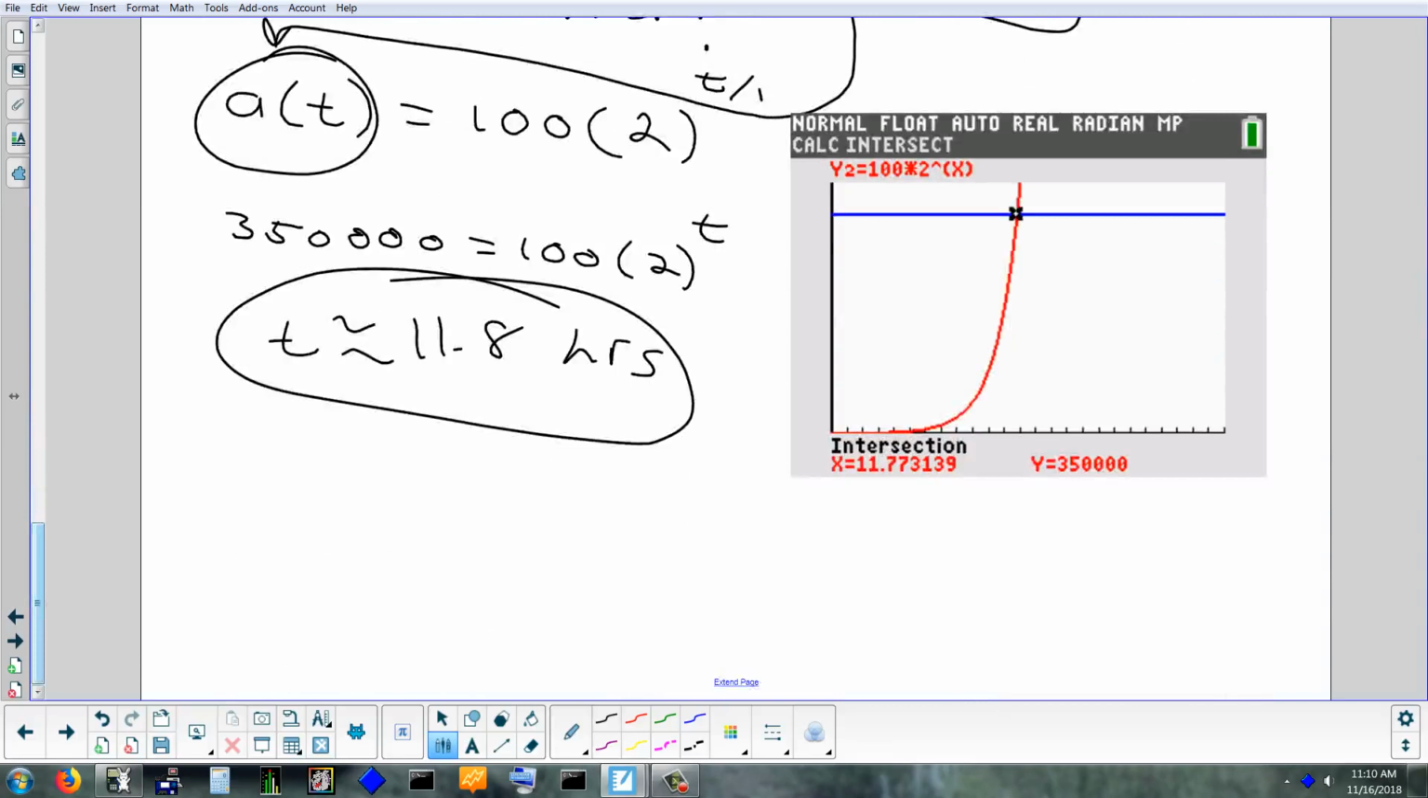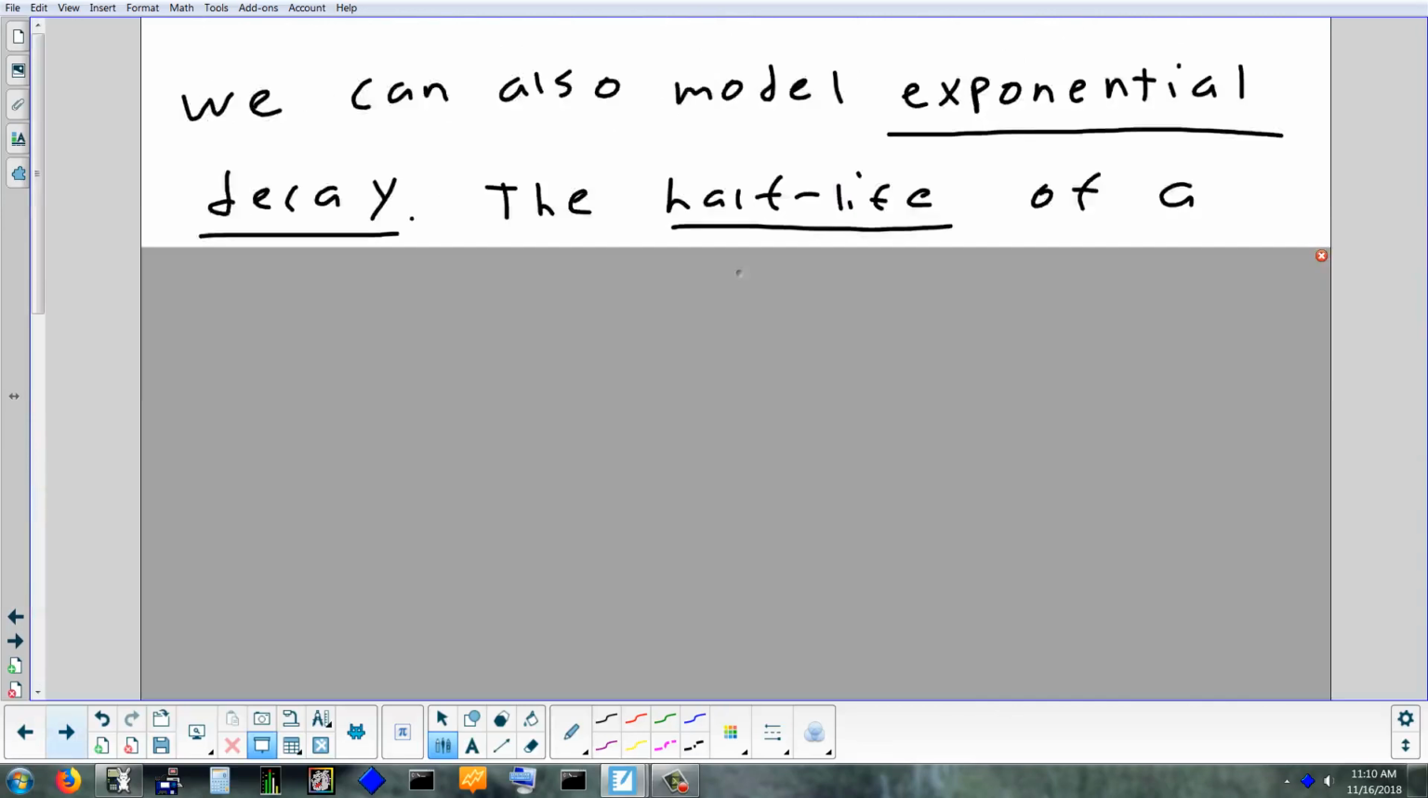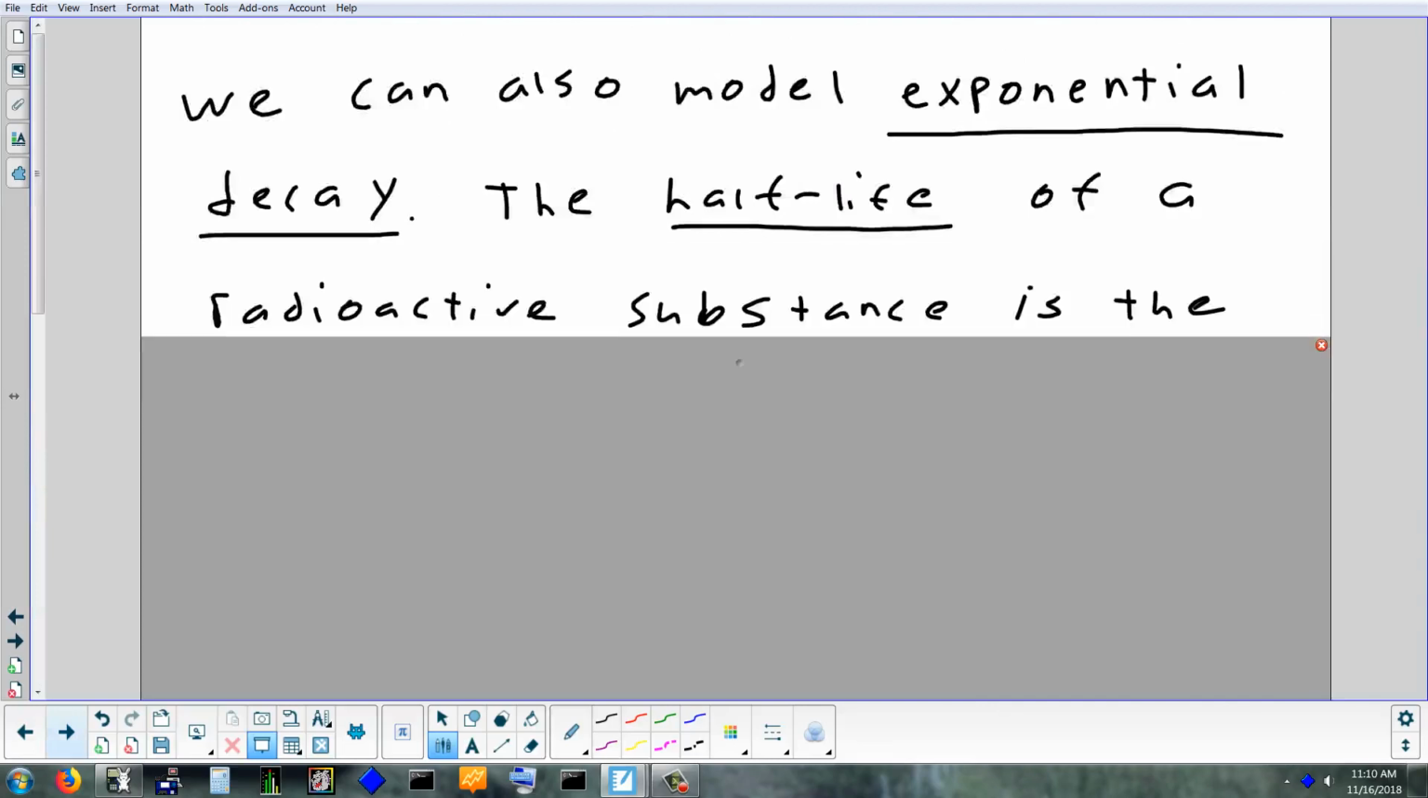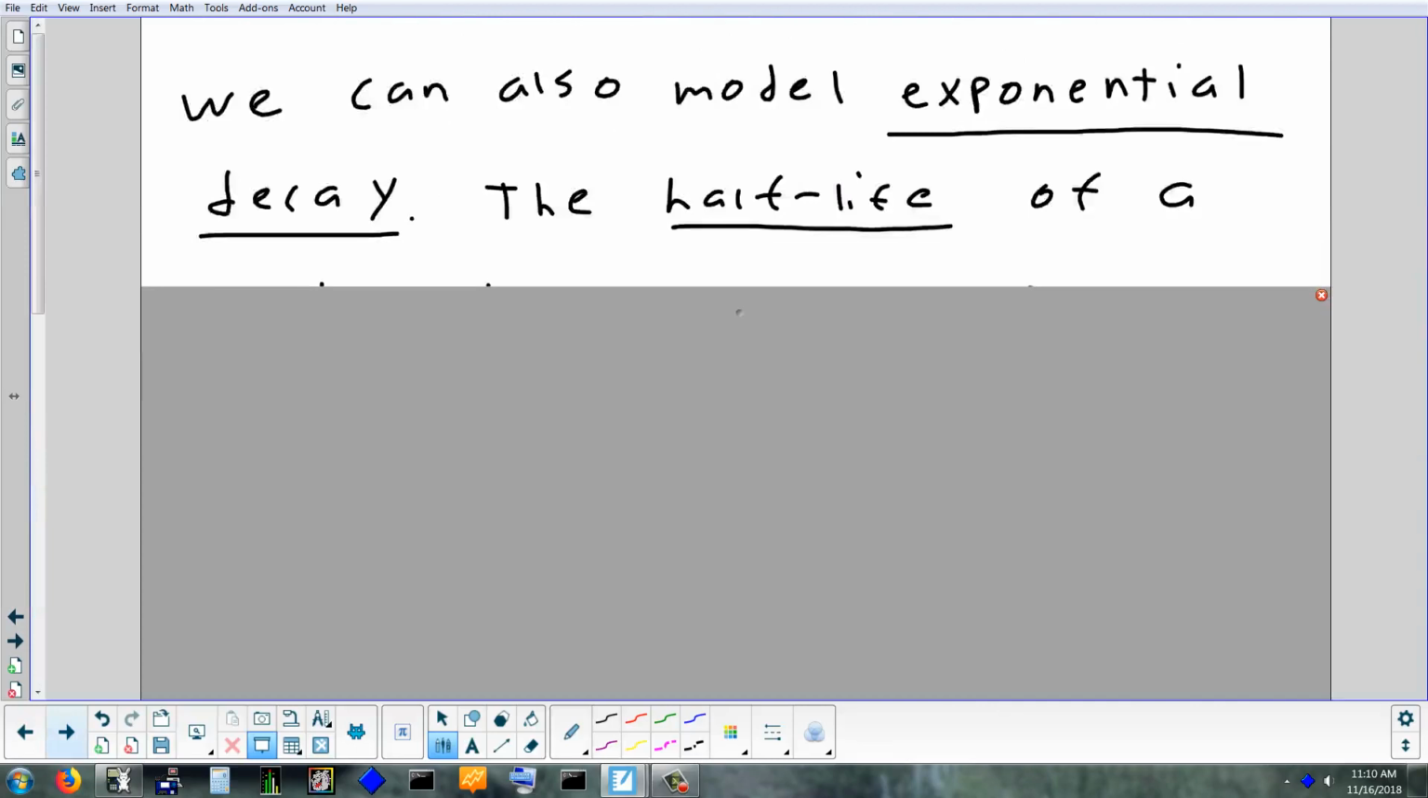Okay, so both of those examples we just did were growth. Let's look at one that's decay. So decay means what happens over time is the amount of stuff you have is going down. One thing that we can use decay for is called half-life.